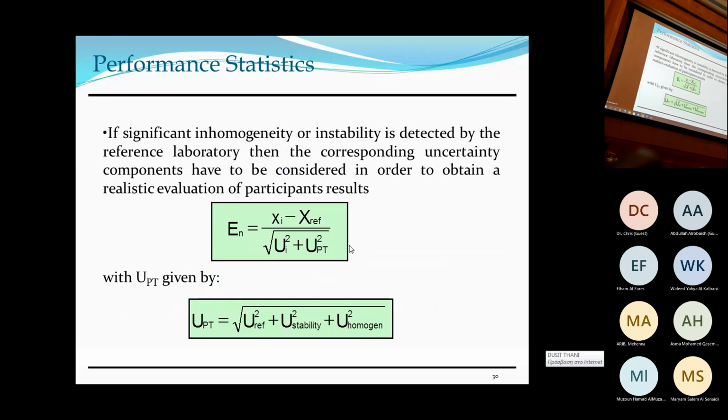If significant inhomogeneity or instability is detected by the reference lab, then the corresponding uncertainty components have to be considered in order to obtain a realistic evaluation of participant results. So in case of inhomogeneity or instability, U reference becomes U sub PT, where PT now is made up of 3 different uncertainties. One is the reference lab uncertainty, the stability uncertainty, and the homogeneity.